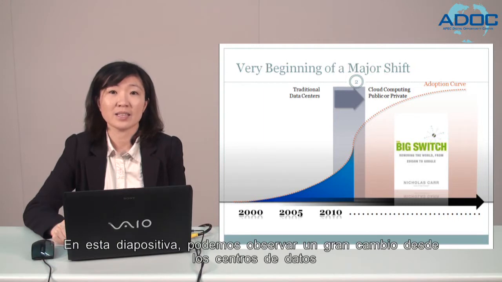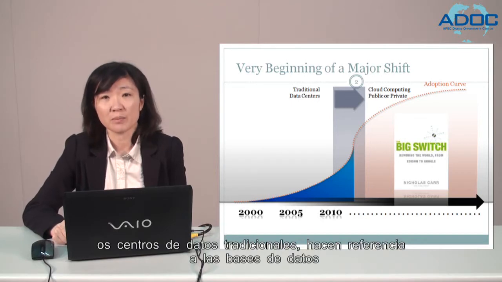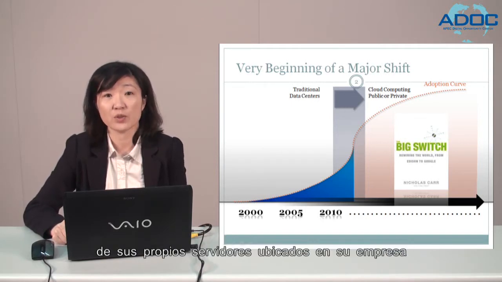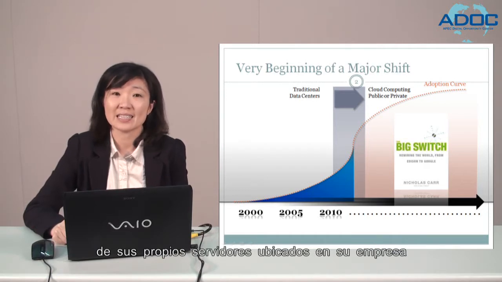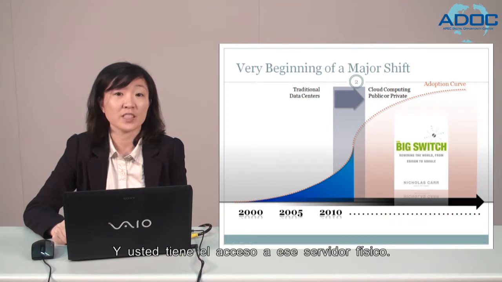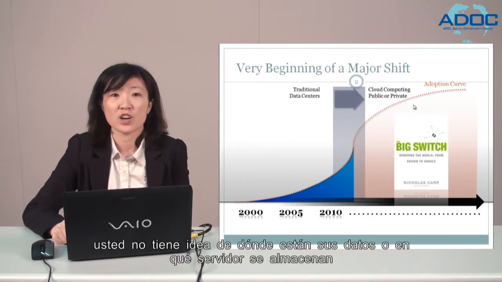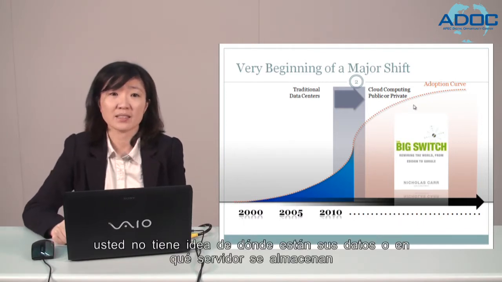In this slide, we can see a big shift from traditional data centers to cloud data centers. Traditional data centers means the databases are on your own servers located in your company or somewhere you know, and you have physical access to that server. However, in cloud data centers, you don't know where your data is or which server it is stored on. You have no idea about that.